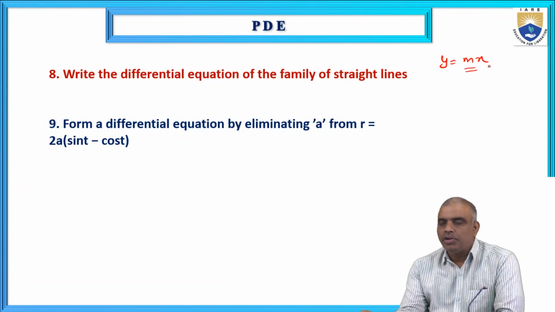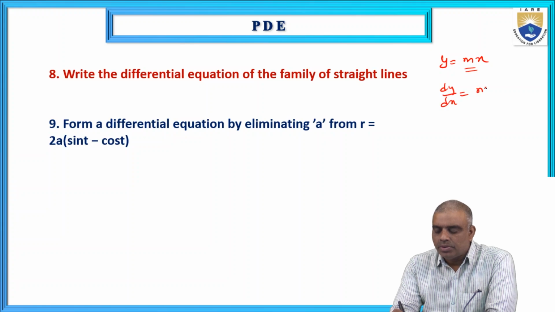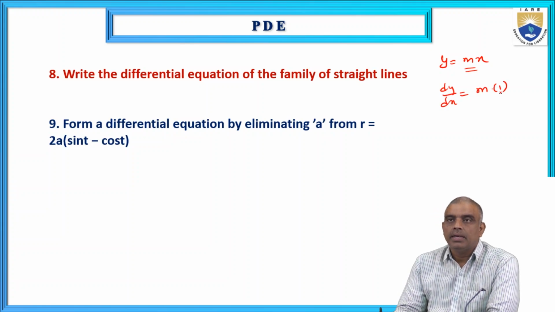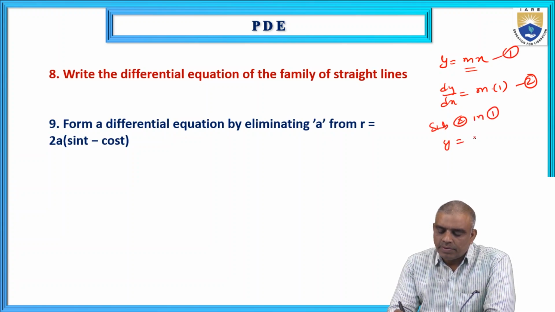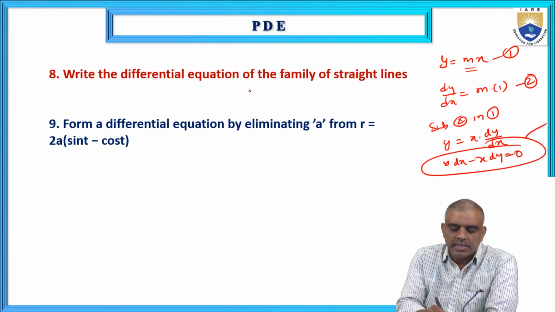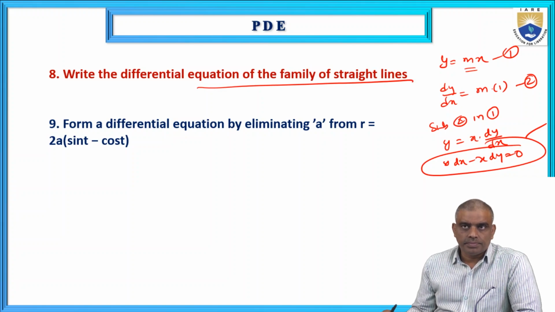By eliminating m, you will get the differential equation. On differentiating, dy by dx is equal to m, equation 2. So substitute 2 in 1. Then y is equal to x into dy by dx, or y dx minus x dy is equal to 0, which is the differential equation of the family of the straight line y is equal to mx.